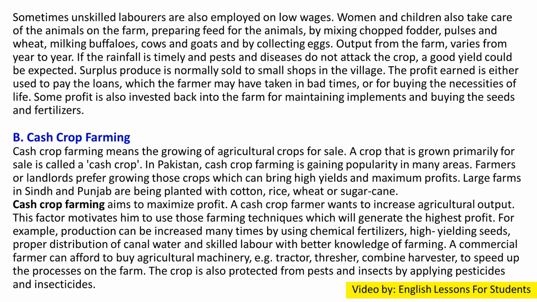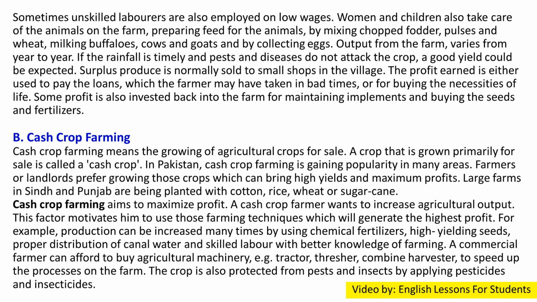Surplus produce is normally sold to small shops in the village. The profit earned is either used to pay the loans which the farmer may have taken in bad times or for buying the necessities of life. Some profit is also invested back into the farm for maintaining implements and buying the seeds and fertilizers.